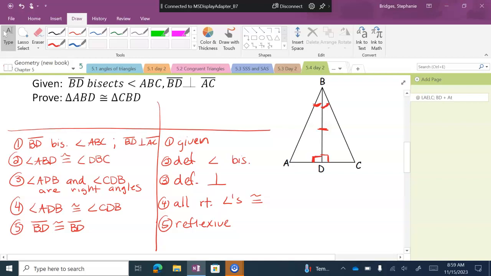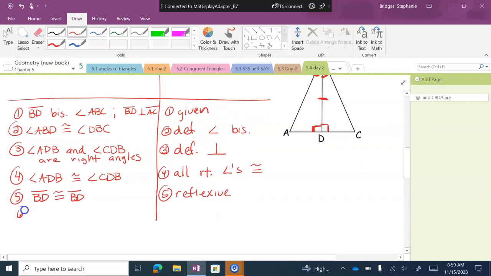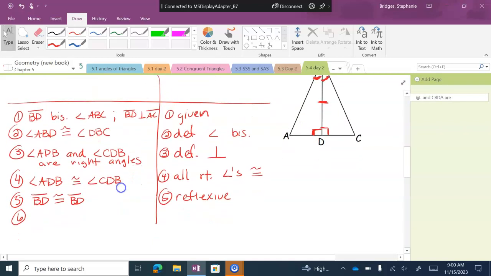Do I have enough now to say that my triangles are congruent? Yes. Which way? Angle, side, angle, or angle, angle, side? Angle, side, angle. So for my last statement, I'm going to write my proof. What is it? ABD and CBD. So triangle ABD is congruent to triangle CBD because of angle, side, angle.